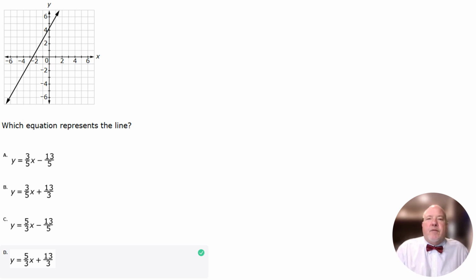Here's slope-intercept form. It is y equals m, where m represents the slope of the line, times x plus b, where b is the y-intercept. So m is the slope and b is the y-intercept.